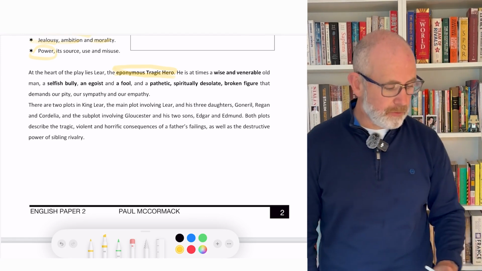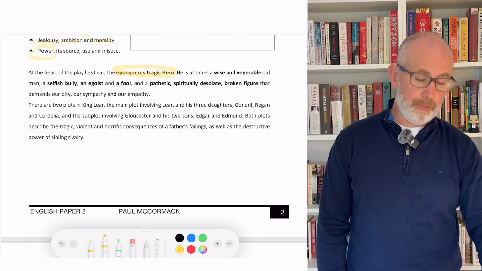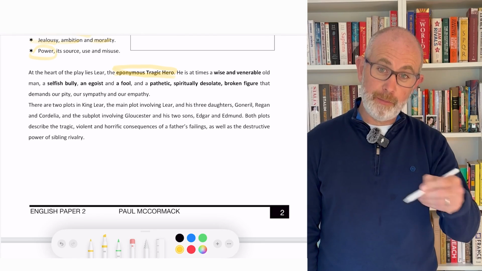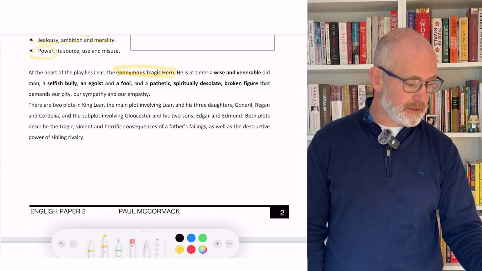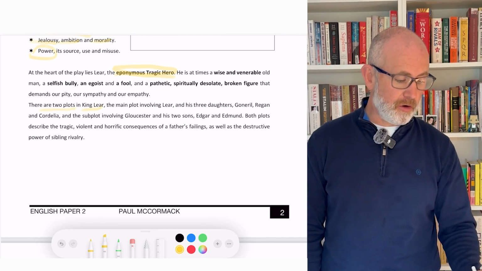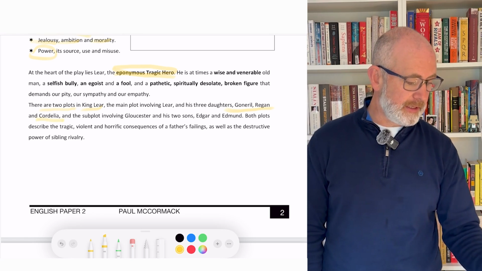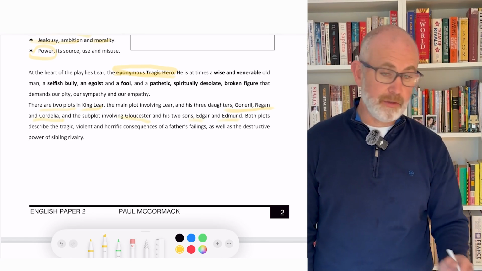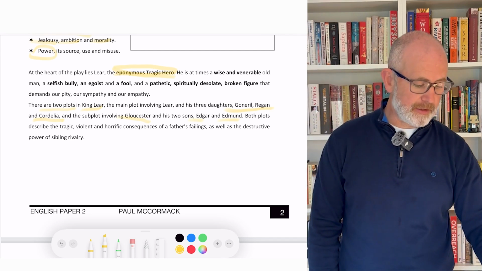A very brief run through. Lear is a play in which we look at two families. We know that, and those two families, their stories are explored through the two plots. We have Lear and his daughters, Goneril, Regan and Cordelia. And then, of course, we have Gloucester and his sons, Edgar and Edmund, two utterly fascinating characters.